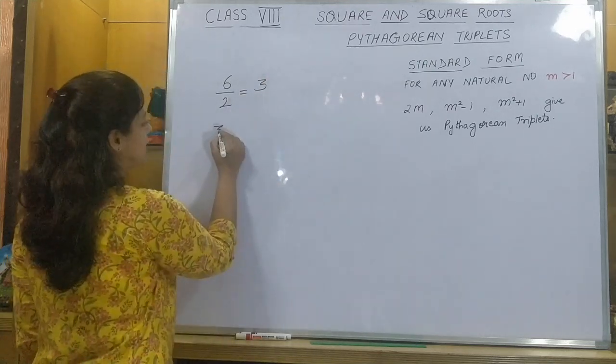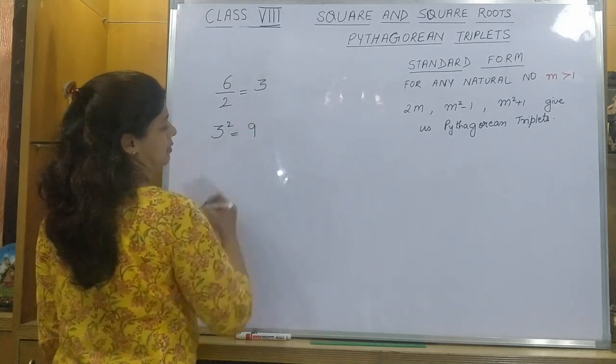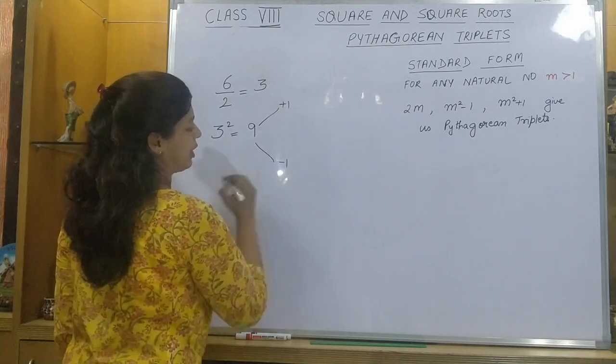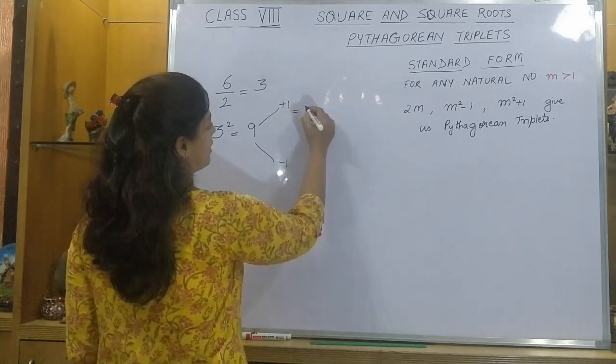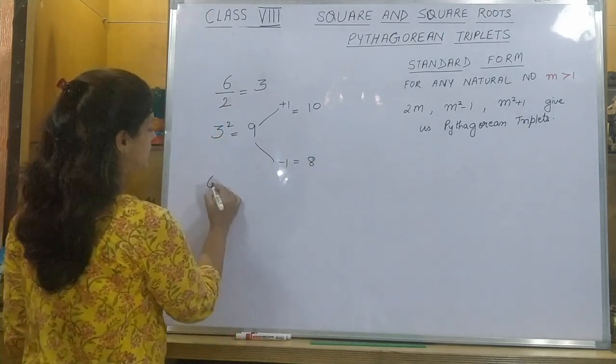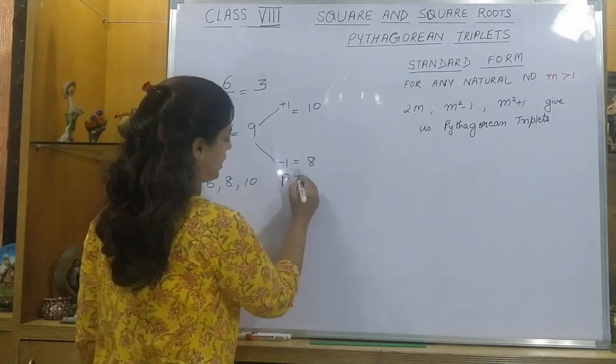Step 2 is to take the square of this 3. 3 square is 3 into 3, 9. Step 3 is to add 1 to 9 and to subtract 1 from 9. On adding I get 10, on subtracting I get 8. So 6, 8 and 10 will form my Pythagorean triplets.